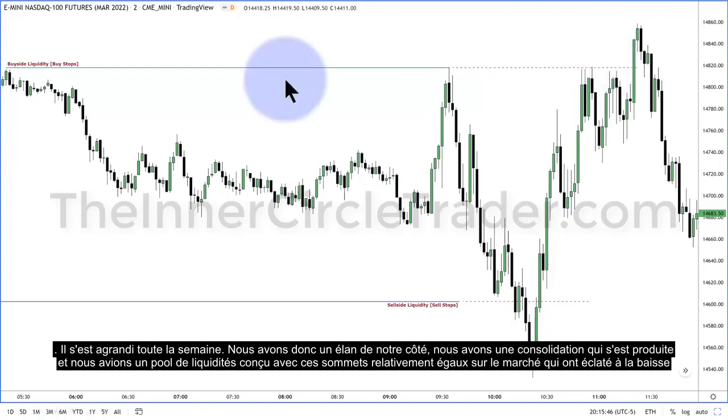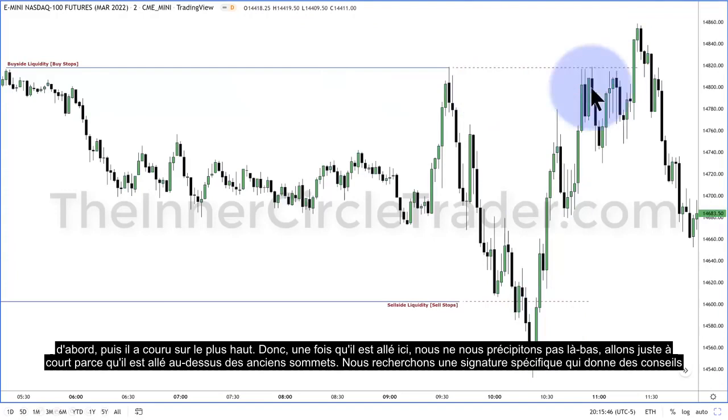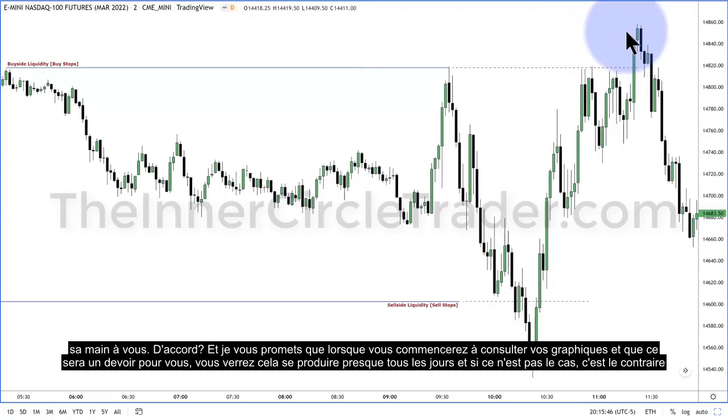We have a consolidation that's occurred, and we had a pool of liquidity engineered with these relative equal highs, and the market broke out to the downside first, and then they ran on the highs. So once it went here, we don't rush in there and just go short because it went above the old highs. We're looking for some specific signature that tips its hand to you, okay? And I promise you, when you start going through your charts, and it's going to be homework for you, you're going to see this occurring almost every single day.